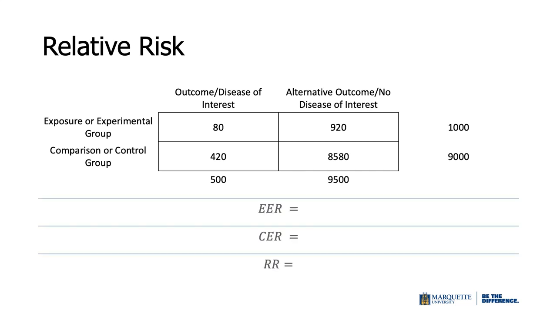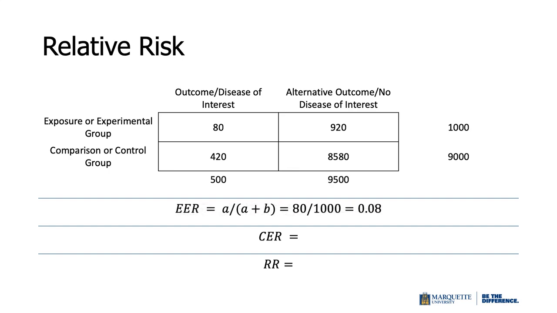Now, what we are interested in is the exposed event rate, which is the risk of the disease if you are exposed, the control event rate, which is the risk of the disease if you're not exposed, and finally the relative risk, sometimes called the risk ratio, which is just the ratio of those two things, the relative risk between the exposed event rate and the control event rate. So let's calculate those numbers.